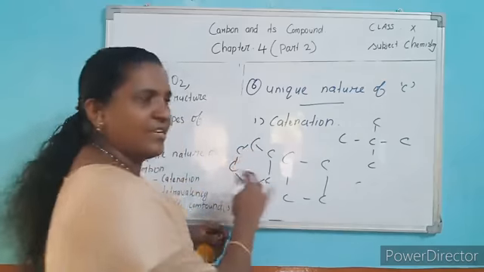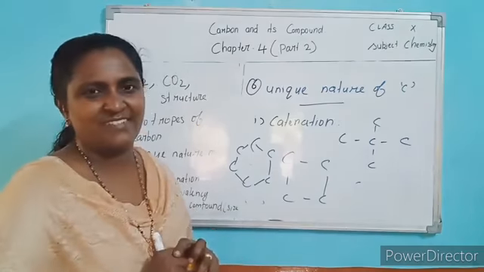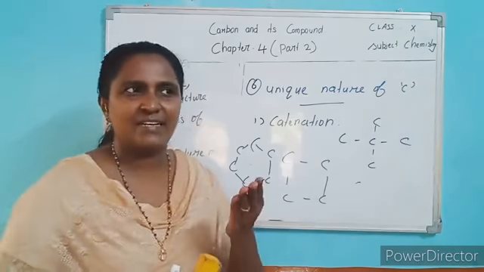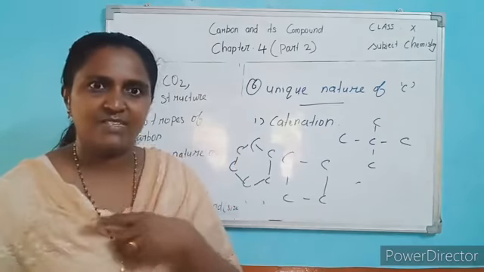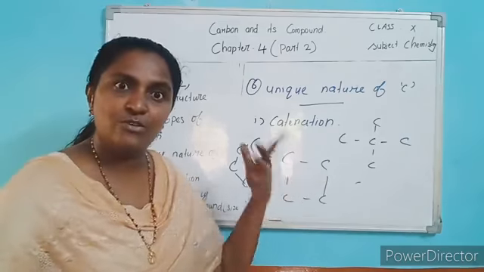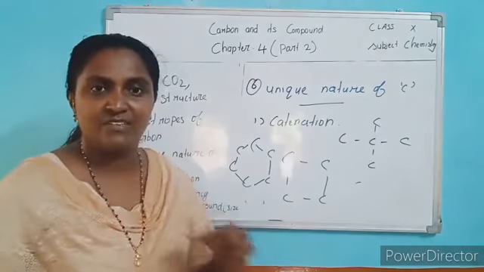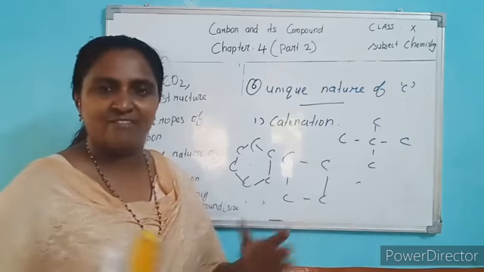Like this cyclic compound they can form. Such a property only carbon has. Besides this, silicon can form only up to 7 bonds, but carbon can have more than 30, 40, even more than 100 carbons. Such big molecules they can have.